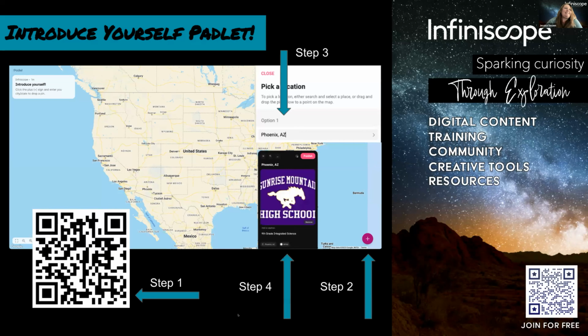And then there is a step four. You can add additional stuff here. So some of the additional stuff, in this case, I dropped in the high school that I taught at when I was still in the classroom, and then also a little bit about what I taught. So give you just a moment to enter all of that information. I'm really excited to see where you all are from.